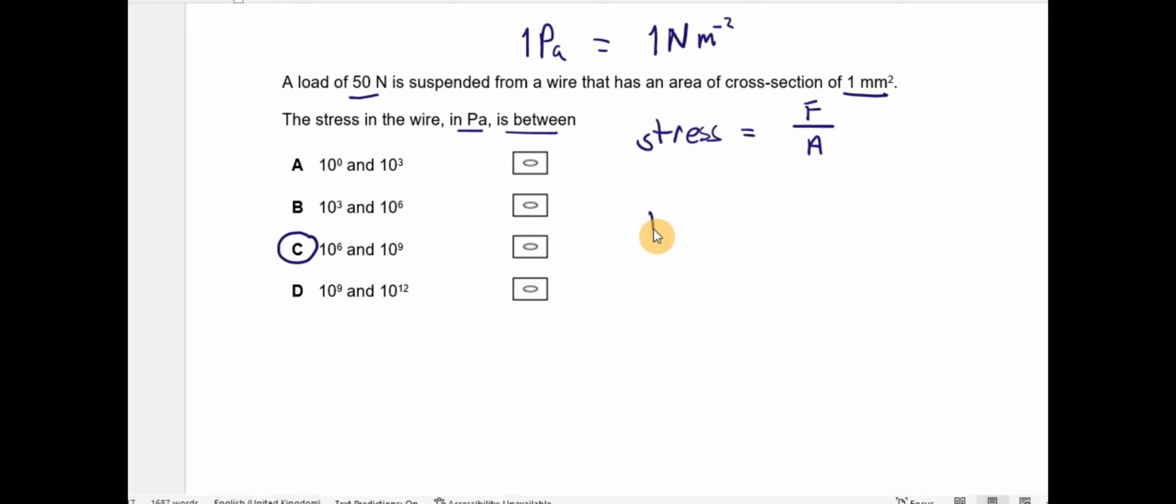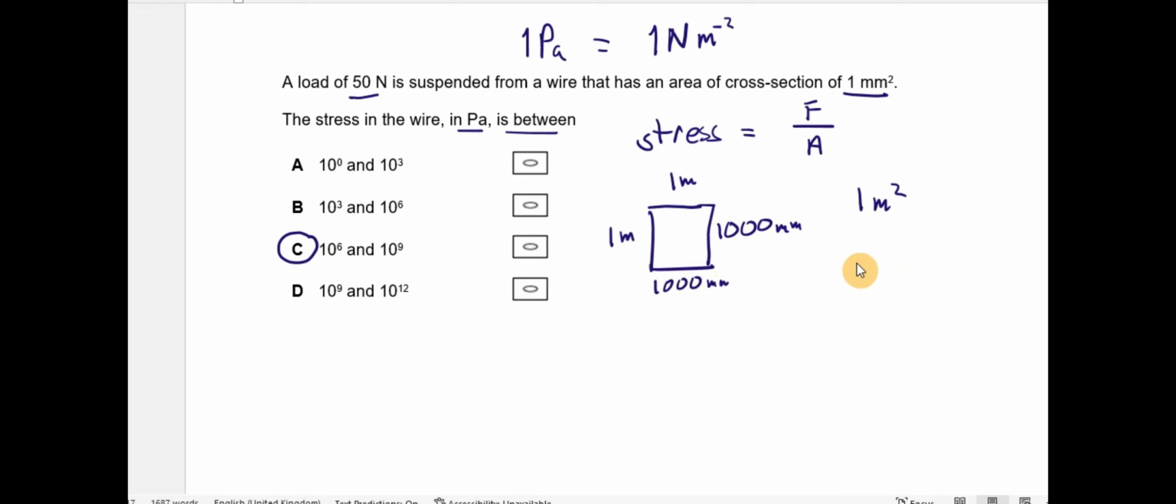So let's just imagine I have a square that is 1 meter by 1 meter. That means it has an area of 1 meter squared. But each of those meter sides are 1,000 millimeters.